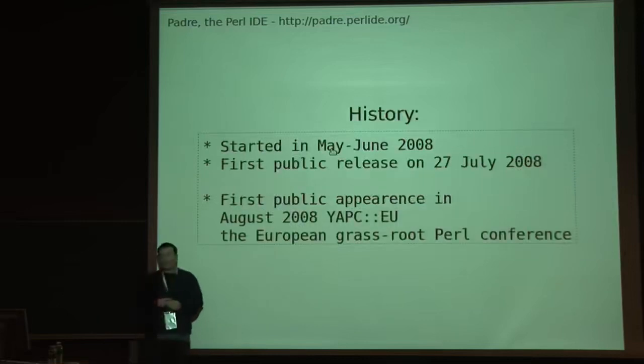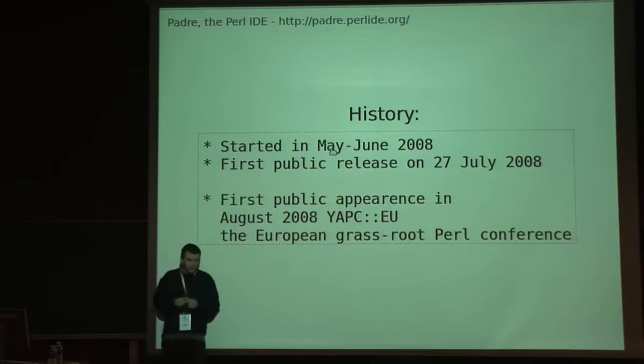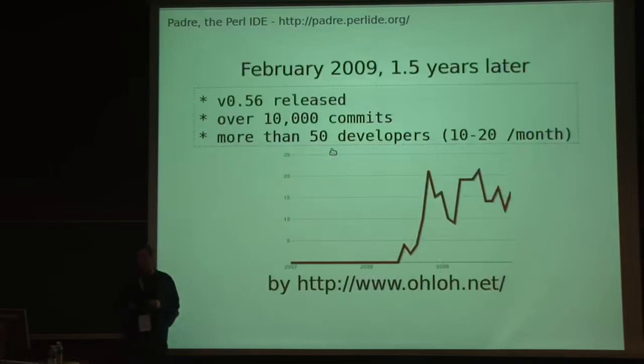A little bit of history. I started the project in June 2008. The first public release was about July, on 27 July. And then the first public appearance of the project was at YAPC Europe, which was in August 2008, the European Grassroots Conference of Perl. That was a year and a half ago.